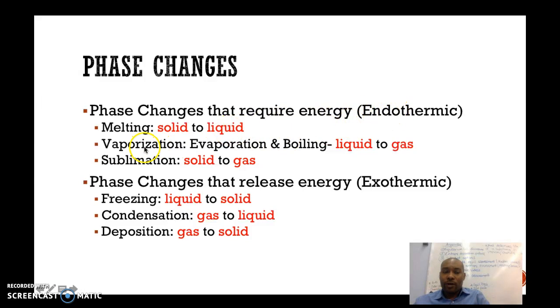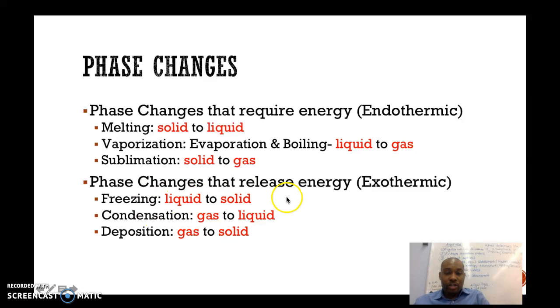The same thing for vaporization, or it could be described as evaporation or boiling. They all mean the same thing. When a liquid is turning into a gas, once again, energy has to be absorbed so that the substance can change its phase from a liquid to a gas. Okay, and then sublimation, when a solid goes to a gas, you saw this with some dry ice. Once again, energy has to be absorbed in order for that process to happen.